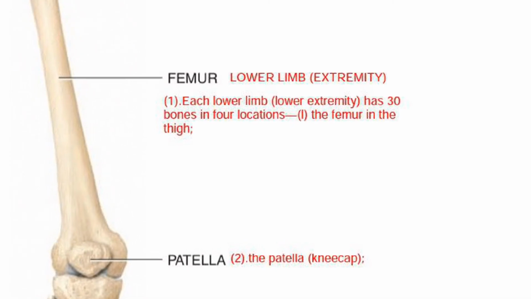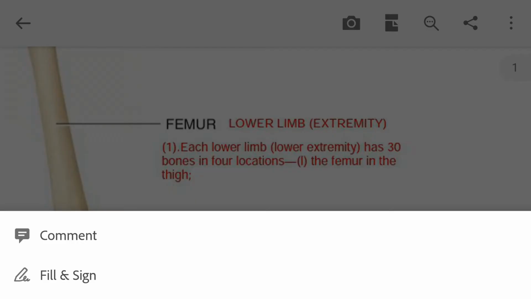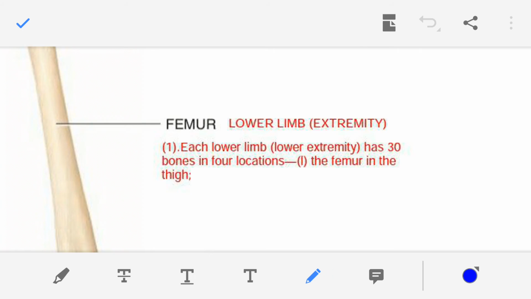that is the femur. Now, how many bones are there in our lower limb? We have two lower limbs. In normal day-to-day life, many a times we call it our leg, but in biology it is the lower limb. So in each lower limb there are 30 bones, and these 30 bones are located in four locations in our body.